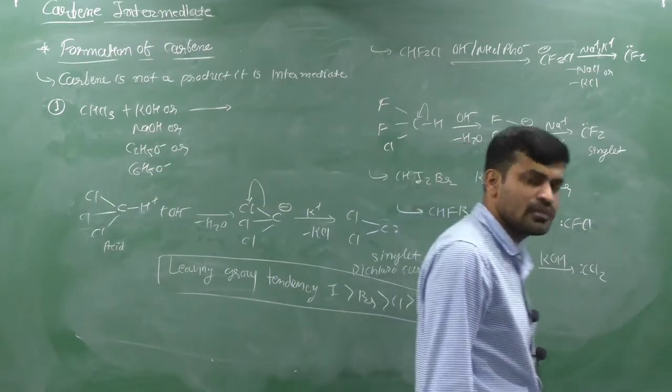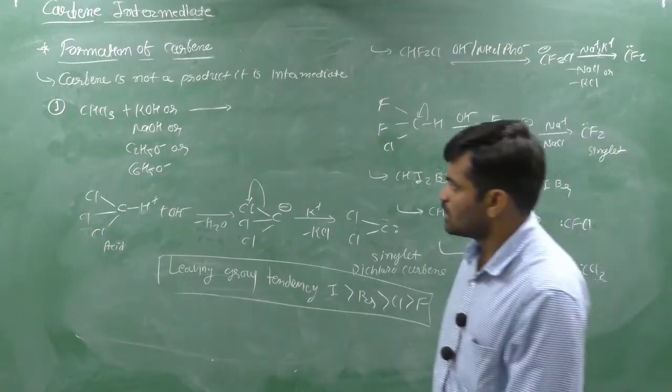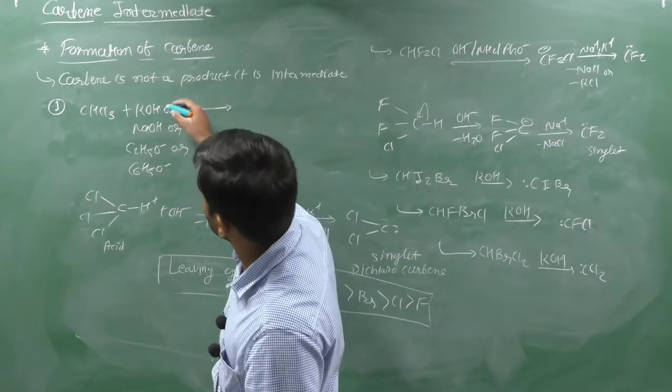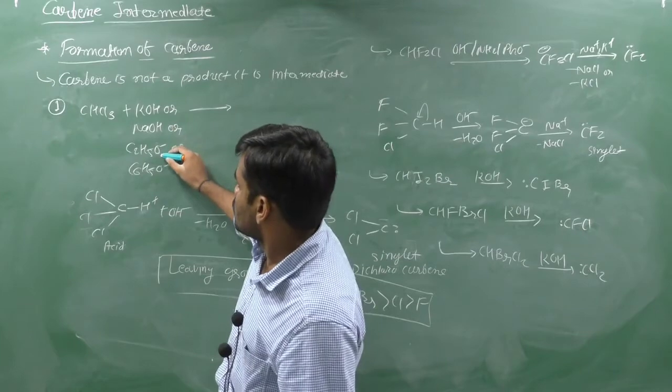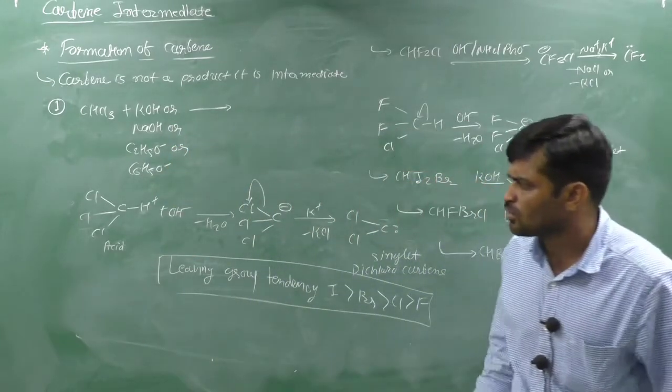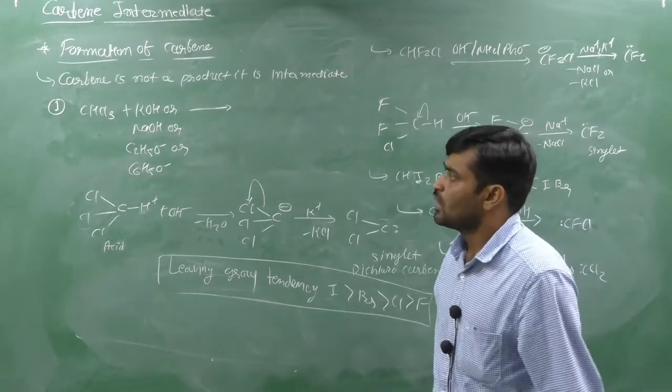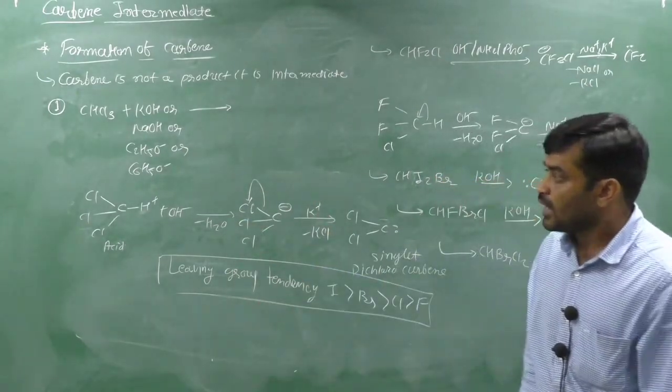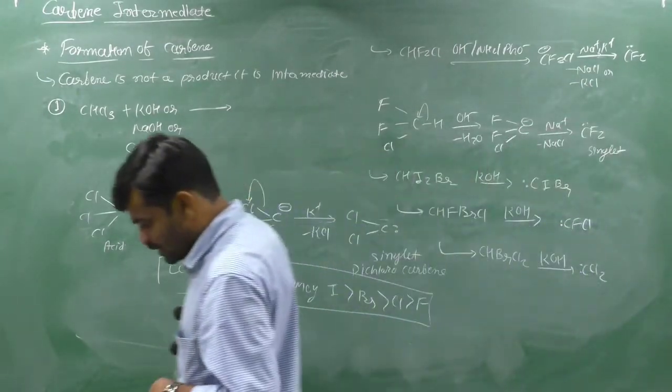If we have chloroform, CHCl3, and we give the reaction with a strong base like KOH or NaOH, or ethoxide or alkoxide. In short, alkoxide ions or phenoxide ions. It is a strong base. Then the mechanism is like that, and we can get the product like that.